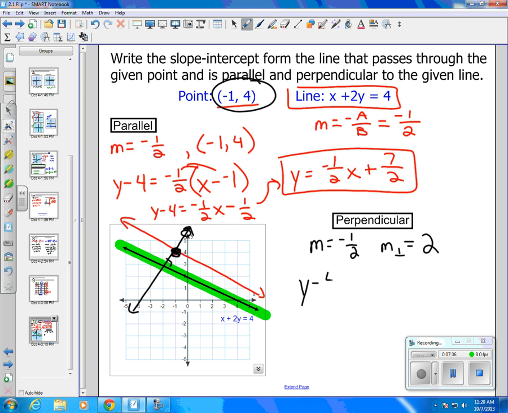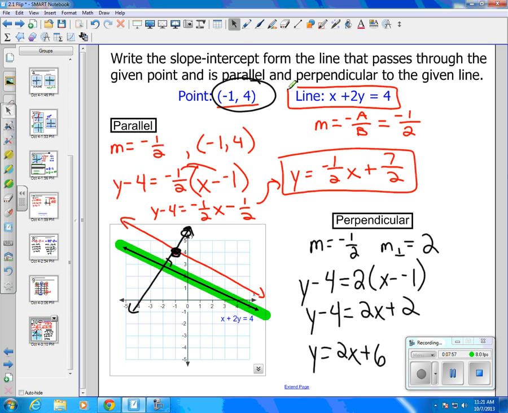So that would be y minus 4 equals our slope of the line that's perpendicular, which would be 2 times x minus a negative 1. This will become y minus 4 equals 2x plus 2. Be careful with the negative signs again there. And then we will have y equals 2x plus 6. And that is all.